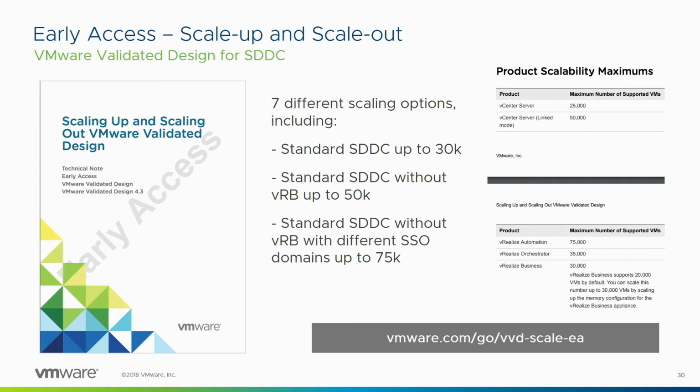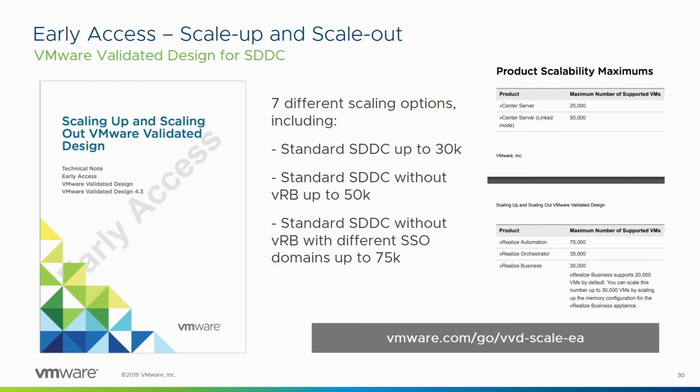So we've taken the VVD design and tried to figure out where those points are and how you would need to make changes. So for example, the standard SDDC, we can expand it up to 30,000 VMs, capable of running 30,000 VMs, by making only fairly minor changes. For example, VRB has a limit of 30,000 VMs. By default, it's 20,000 VMs, but if you bump up the memory for the appliance, you can get that up to 30,000 VMs.